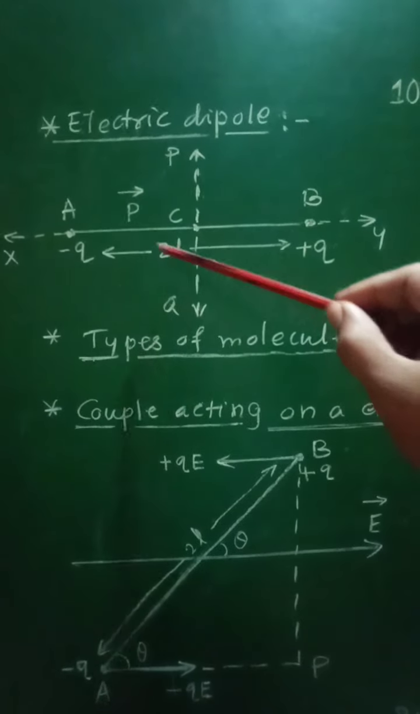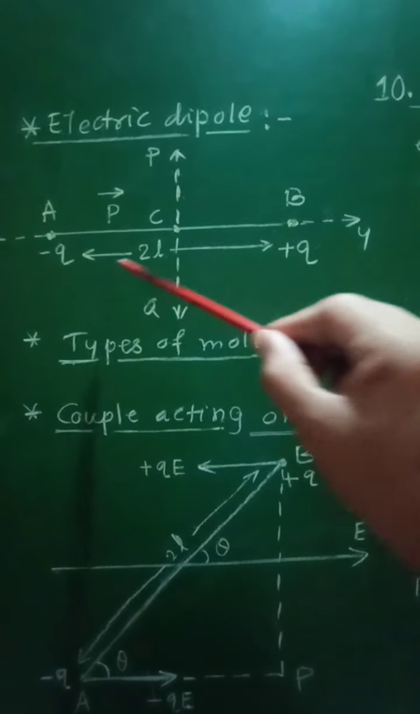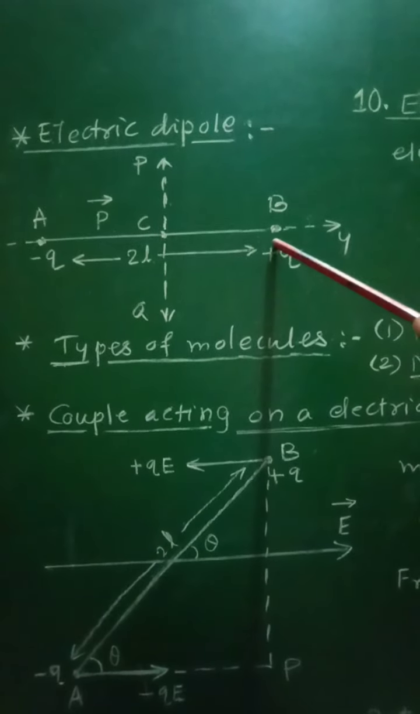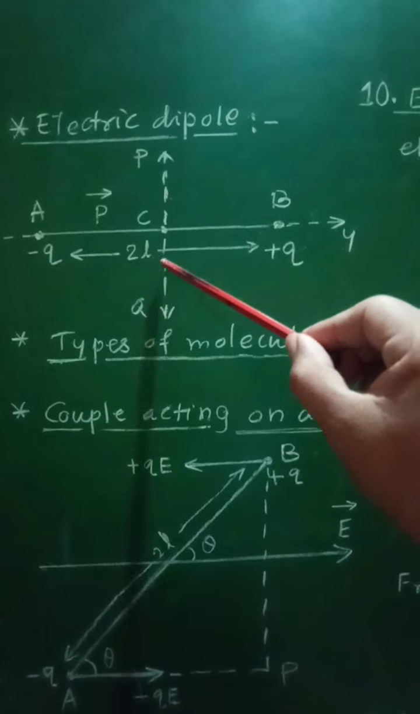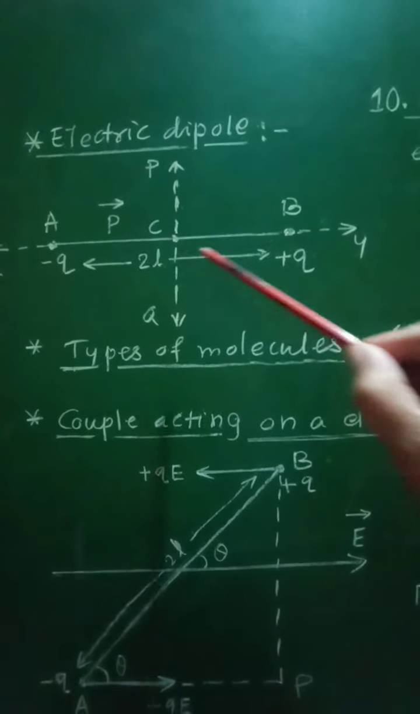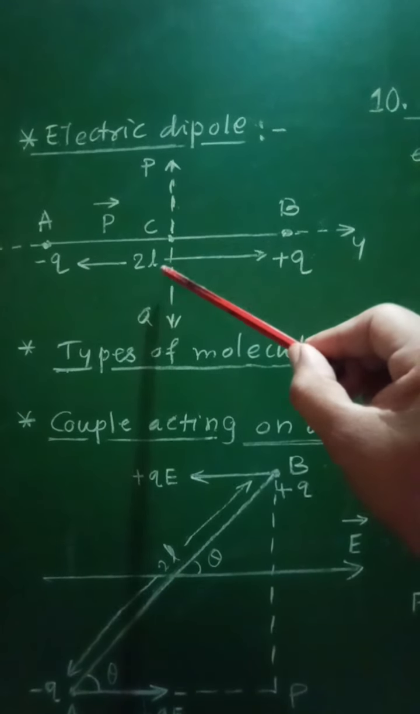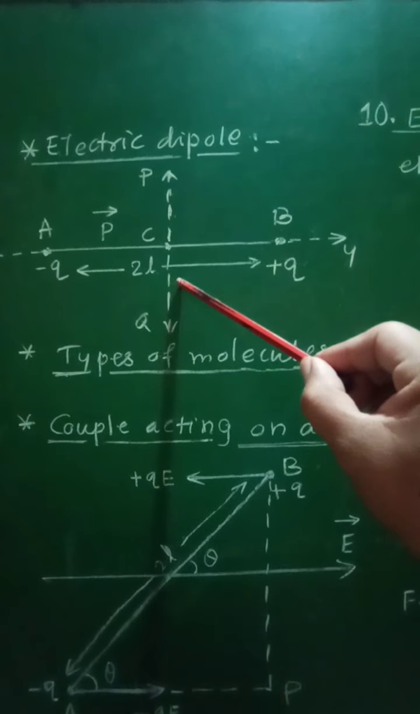And therefore, in this case, two equal and opposite charges, that is minus q and plus q, situated at points A and B, are separated by a finite distance 2l, and therefore the pair of equal and opposite charges which will be separated by this finite distance 2l is called an electric dipole.